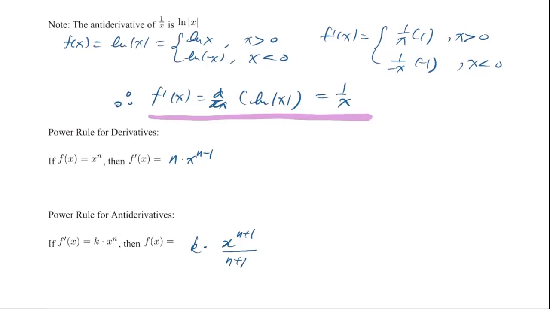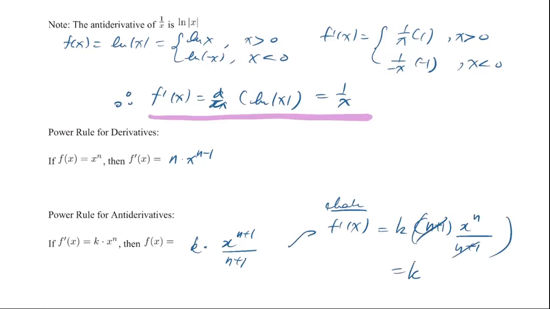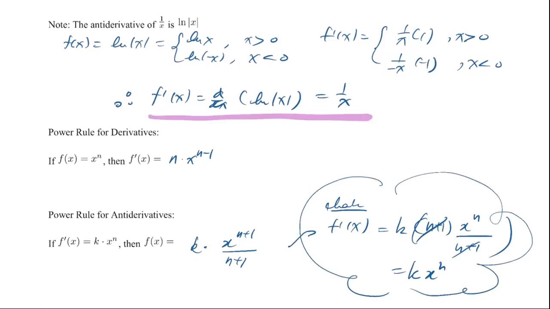Okay, so let's just check it out. So f prime of x with that is k times n plus 1 times x to the n, and then we had n plus 1 in the denominator, right? That cancels out. Yep, that gives us k times x to the n. All right, guys? This is a good exercise right there.